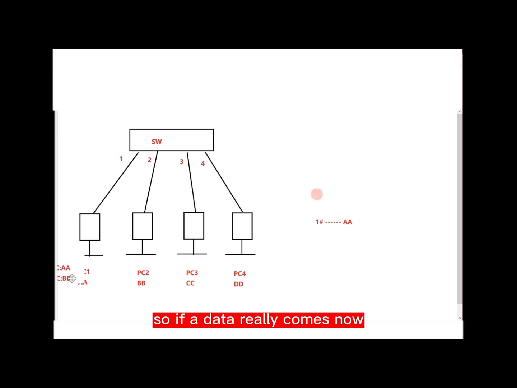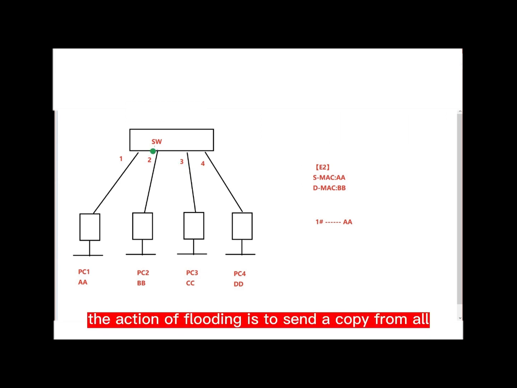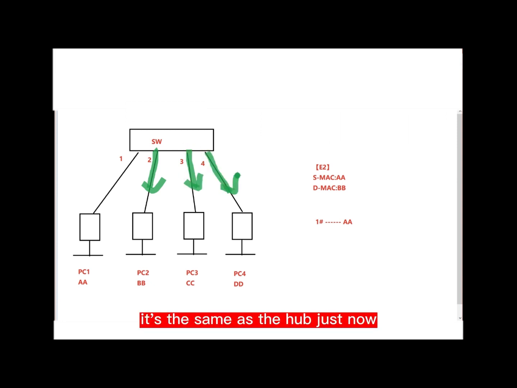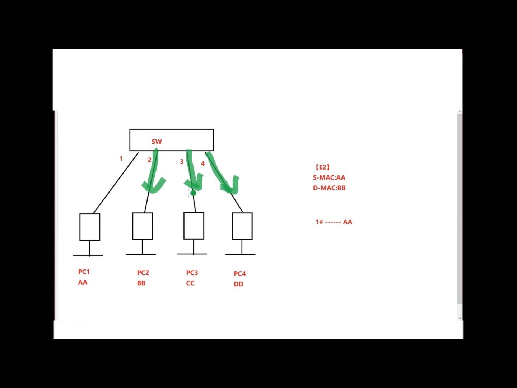So if data really comes in and it doesn't recognize the destination MAC, it will perform flooding. The action of flooding is to send a copy out from all other interfaces. It's the same as the hub just now, but you have to pay attention to the difference. If there is an entry in the table, it will be unicast forwarded. Flooding happens if there is no entry in the table.